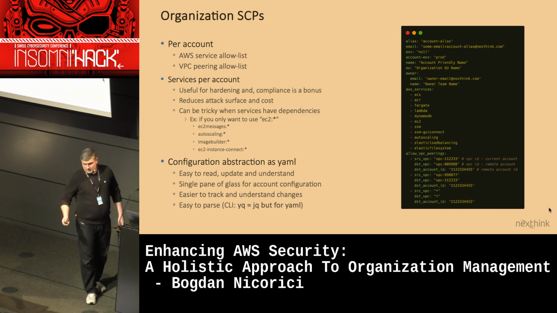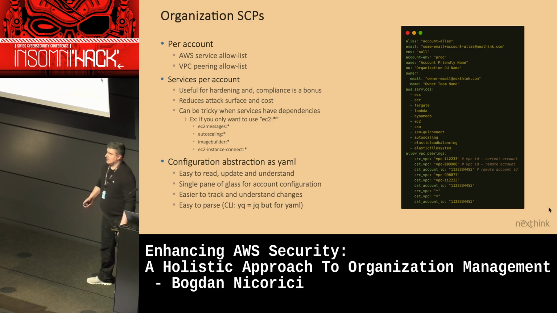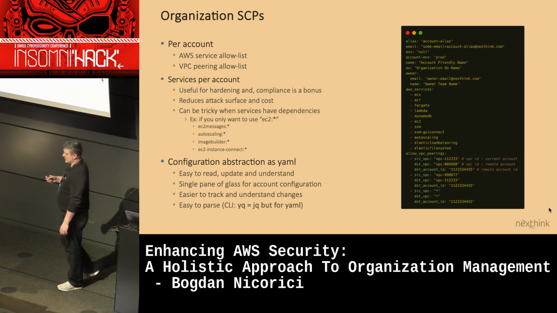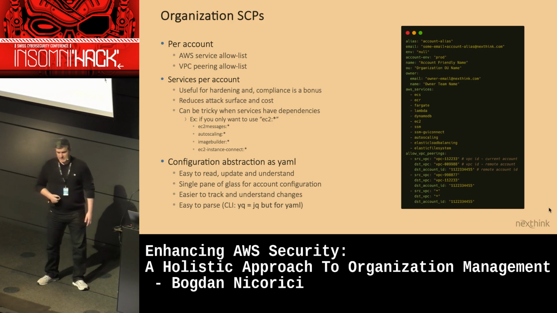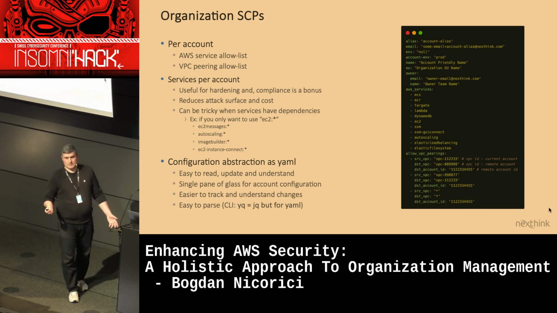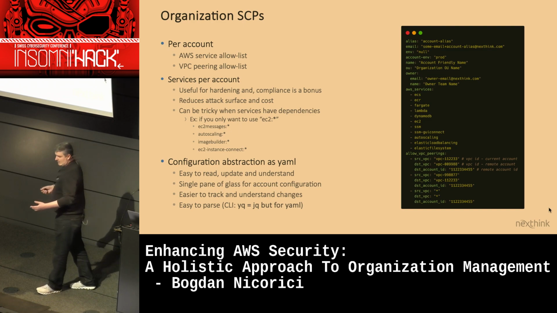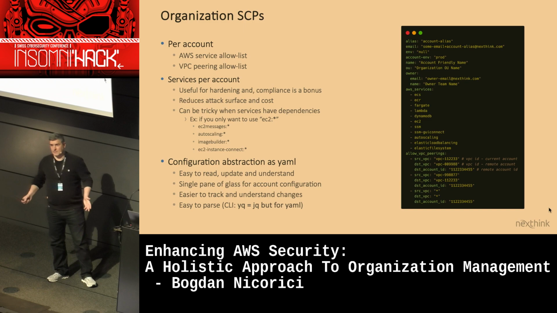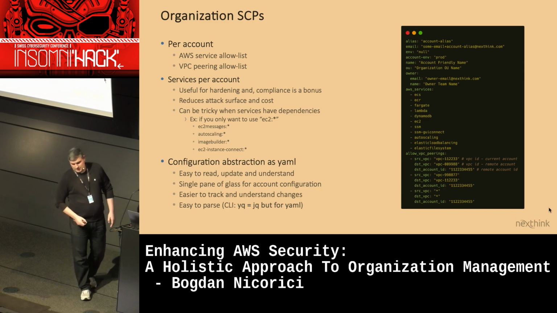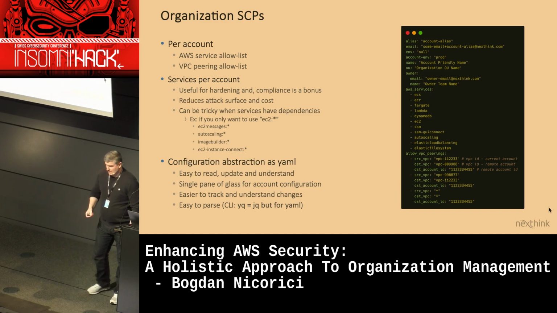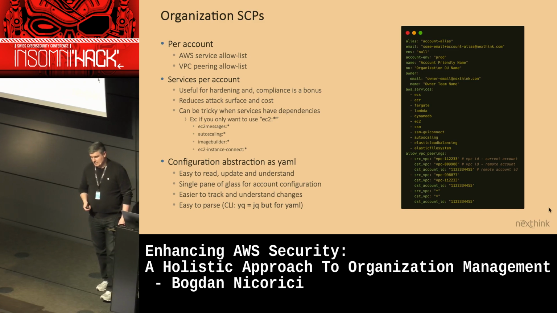And the configuration abstraction as YAML is really good to have because you might have people in your organization that might not know Terraform, or they know Terraform, but they don't know TerraGrunt. And YAML, everyone can read. It's super simple to read. It's easy to parse. And everyone can understand and make a change if they need to do a change.